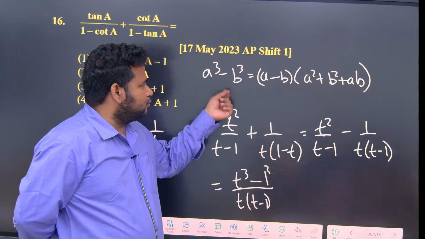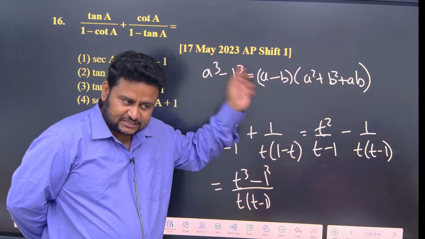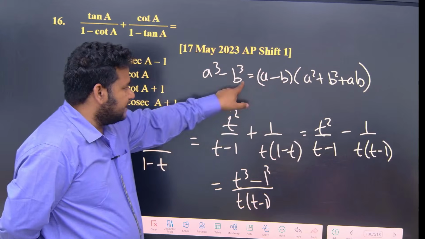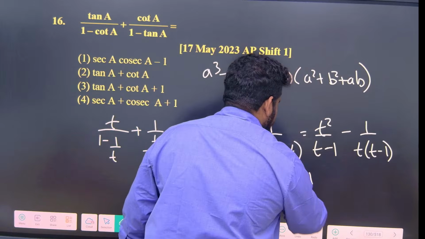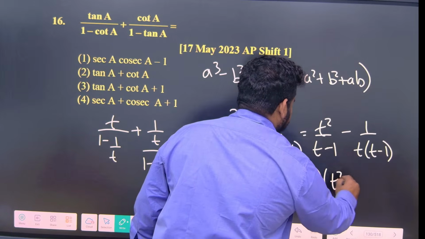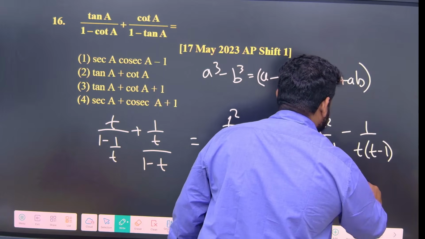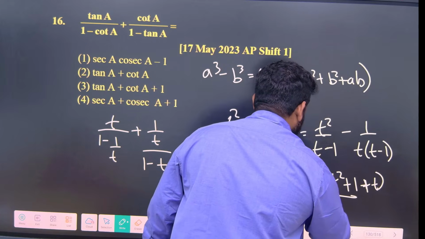a cube minus b cube is equal to a minus b into a square plus b square plus ab. You will be using this formula multiple times, so you have to remember this. As per this, if I write this numerator, what I will get? t minus 1 into t square plus 1 square is 1 only, plus ab, plus t, divided by t into t minus 1.